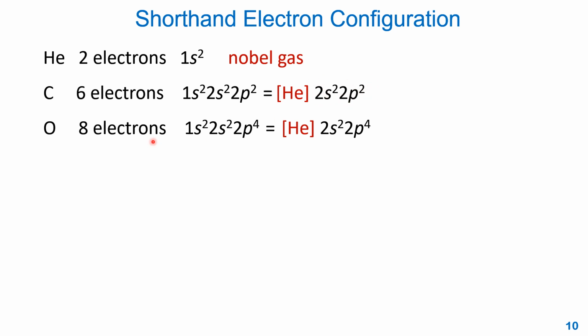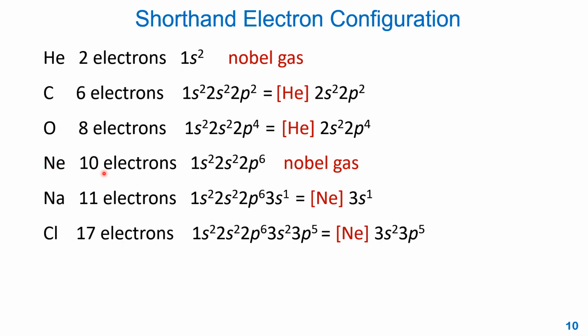And for oxygen, same idea. There are 8 electrons, and so you can write this configuration as 1s2, 2s2, 2p4. You can use helium to replace these core electrons 1s2 because that is the same as the electron configuration of helium. So this is the noble gas shorthand notation. Neon's electron configuration is 1s2, 2s2, 2p6. That's another noble gas. So sodium, there are 11 electrons.